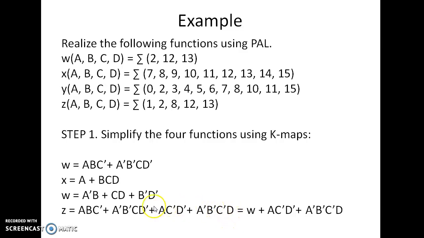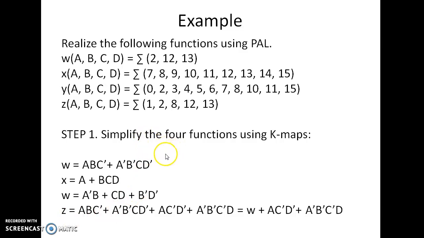Now this can be rearranged like W plus these 2 product terms. What is W? A, B, C bar, A bar, B bar, C, D bar. Which is again repeating here, right? So these 2 product terms can be replaced with W. This particular output W would be acting as an input to realize the function Z.